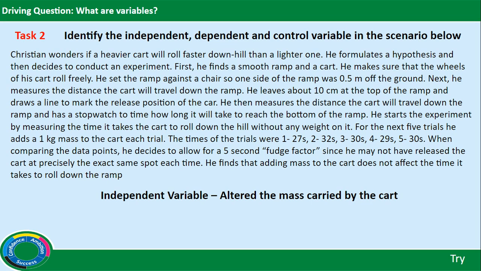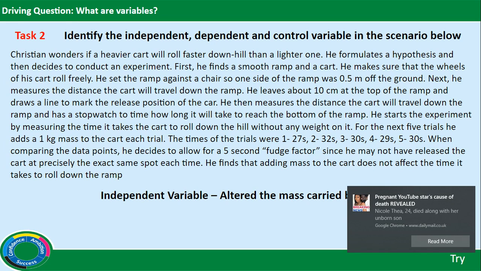What did he change? He altered the mass carried by the cart. So at the beginning, remember, he released the cart down the ramp with no mass on it. Then he added 1 kg of mass to the cart in each of his trials. So that's something he altered. Because he changed something in his experiment, that'll be the independent variable.